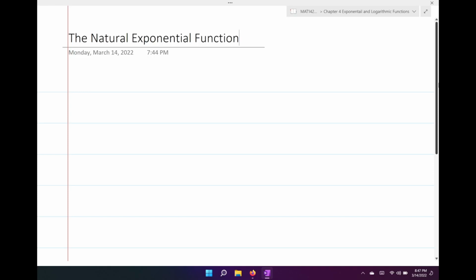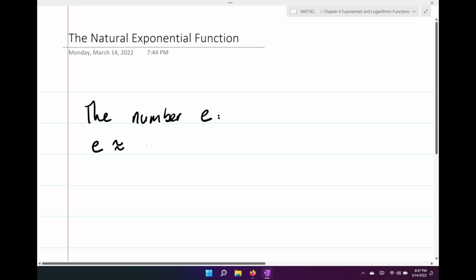So in this video, we're going to be talking about the natural exponential function. Now, what we mean by the natural exponential function is really this number e. Now, e is approximately 2.71828 and a bunch of non-repeating decimals after that. In the previous video, I also gave you an indication of how e is defined.